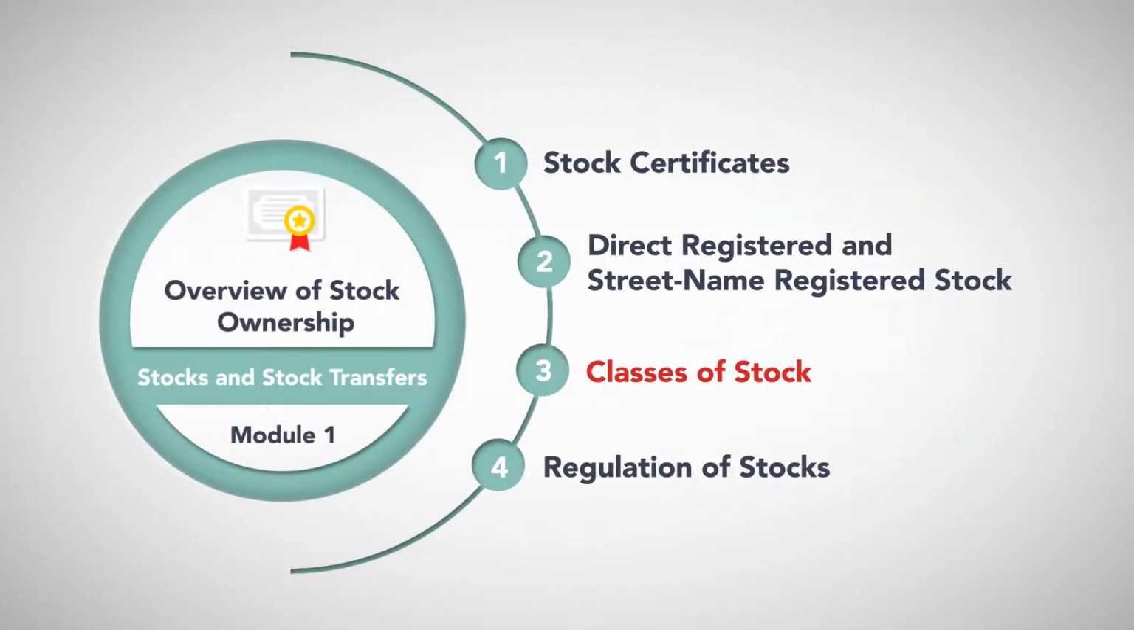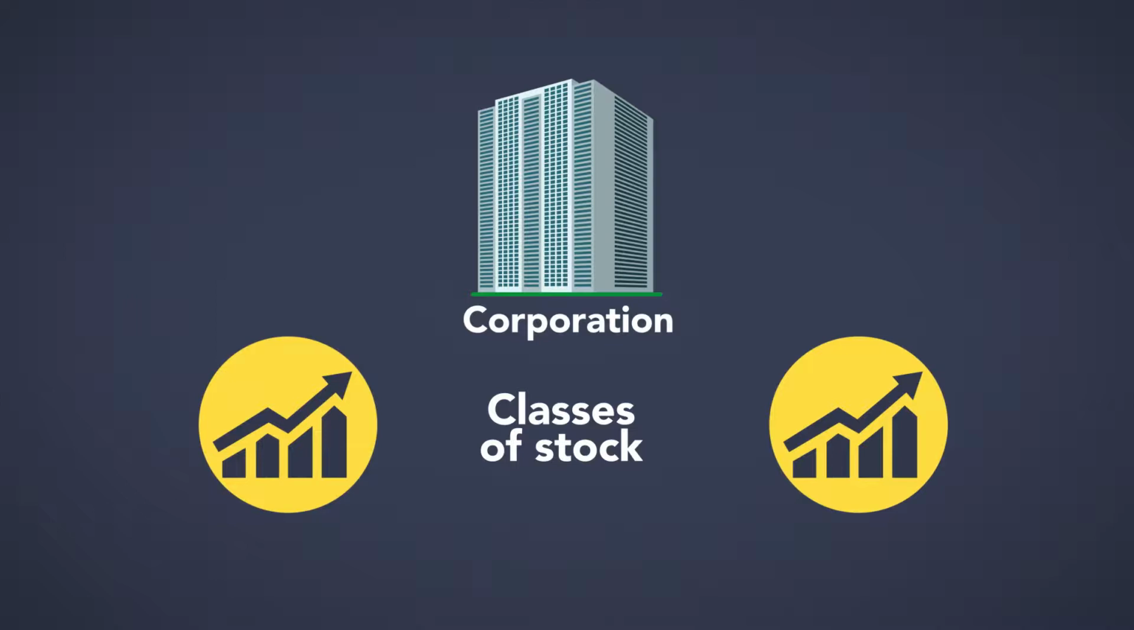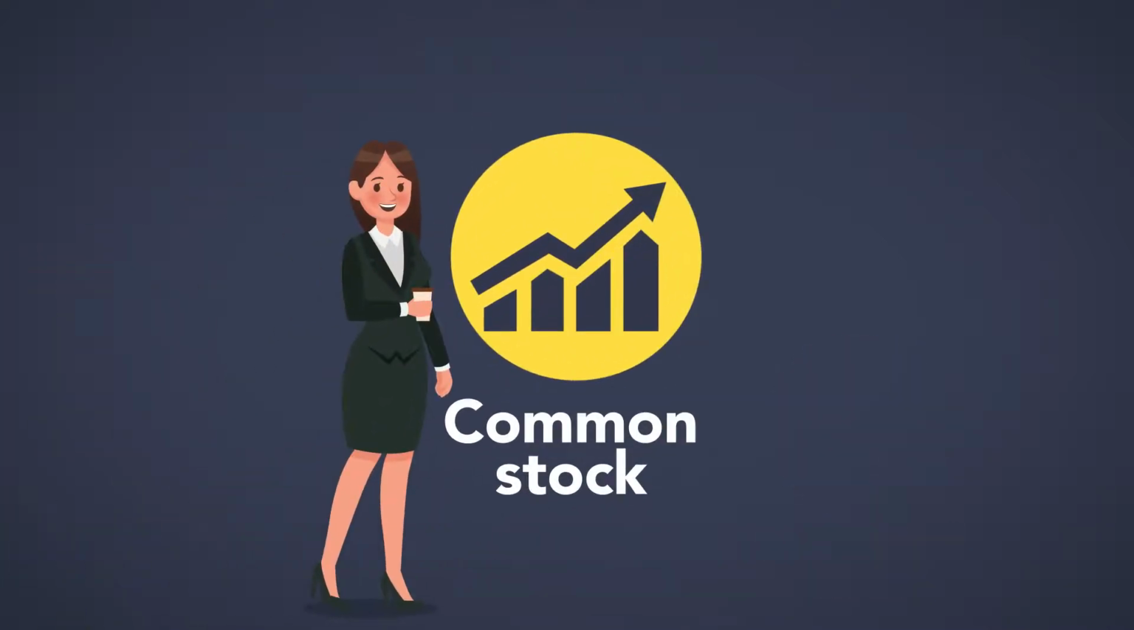Classes of stock. A corporation may issue two or more classes of stock. Two of the most common classes of stock are common stock and preferred stock. Unless a corporation's articles of incorporation or bylaws provide otherwise, all issued stock is common stock.